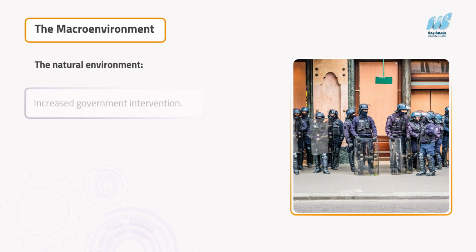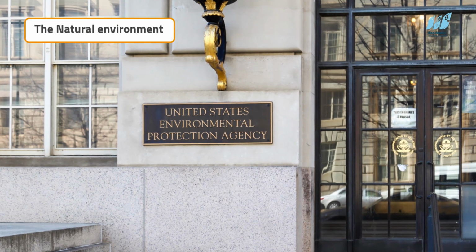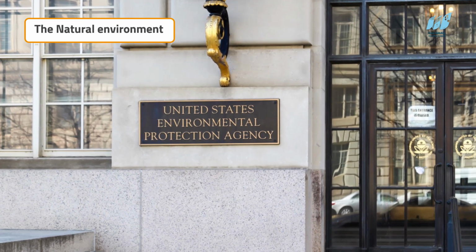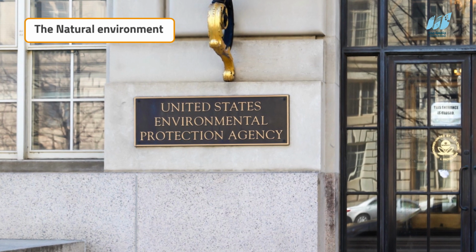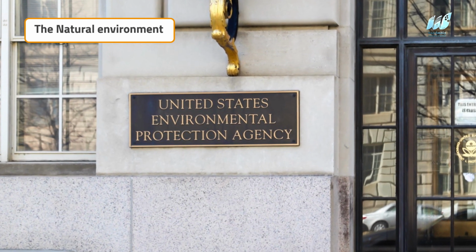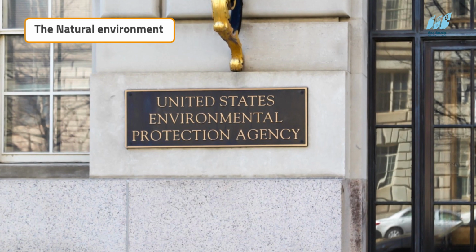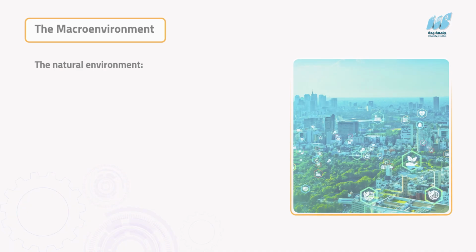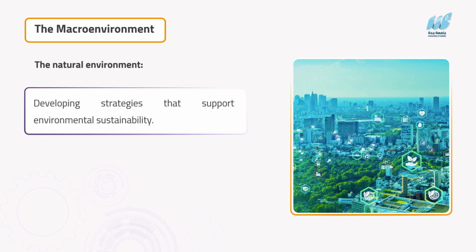A third trend is increased government intervention in natural resource management. The governments of different countries vary in their concern and effort to promote a clean environment. The Environmental Protection Agency was created in 1970 to create and enforce pollution standards and conduct pollution research. Many companies are developing strategies that support environmental sustainability.